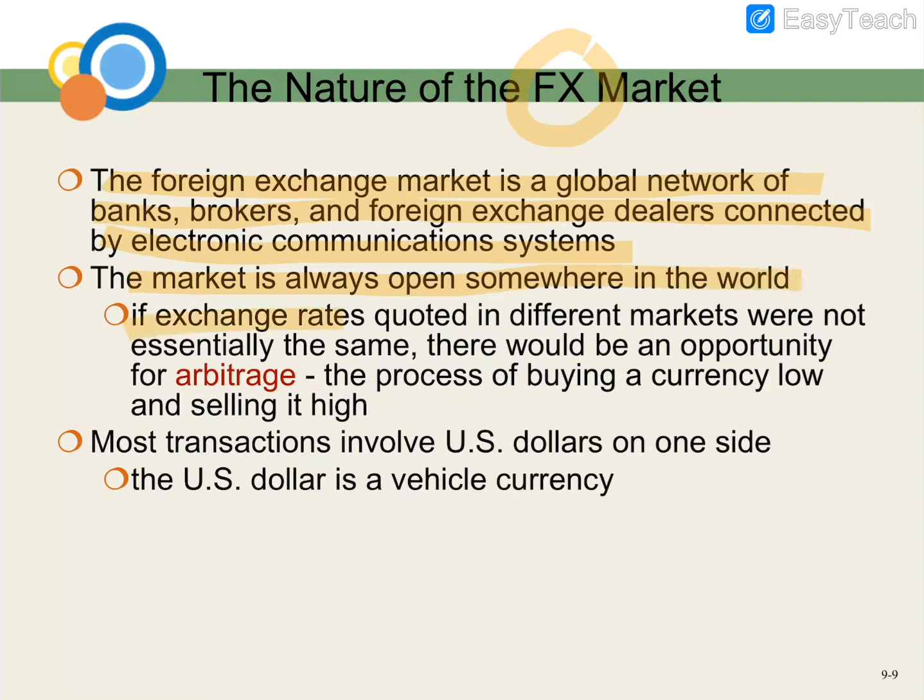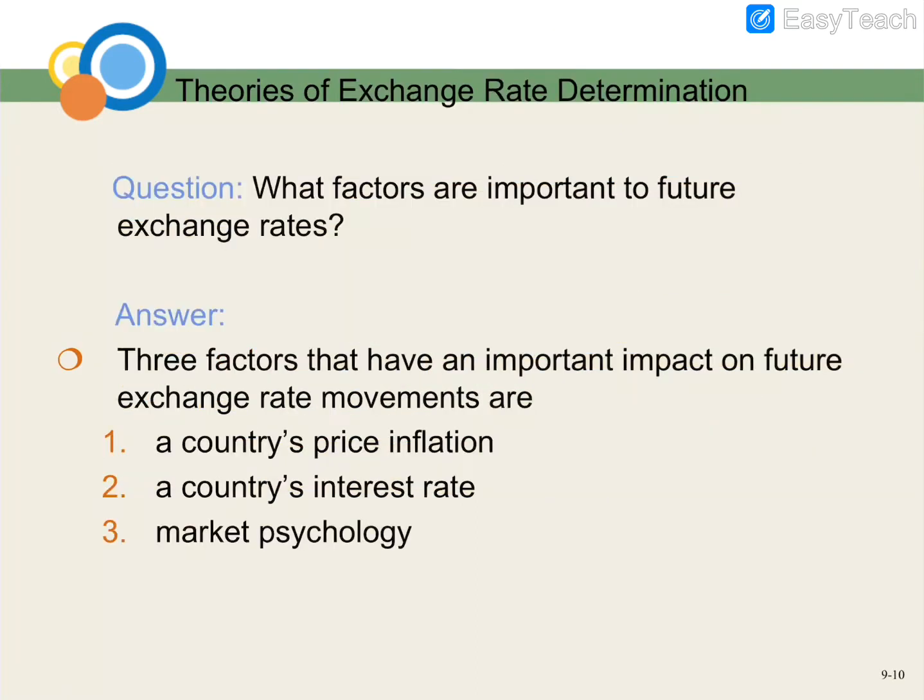If exchange rate quotes in the different markets were not essentially the same, there would be an opportunity for arbitrage. Arbitrage means the process of buying a currency low and selling at a high price. Most transactions involve the US dollar on one side, and the US dollar is a vehicle currency, meaning everywhere you want to use the US dollar. What factors are important?